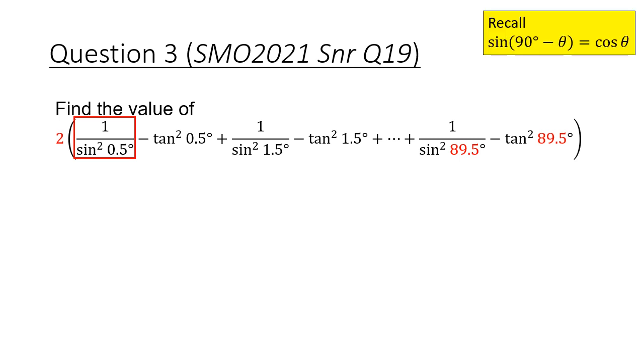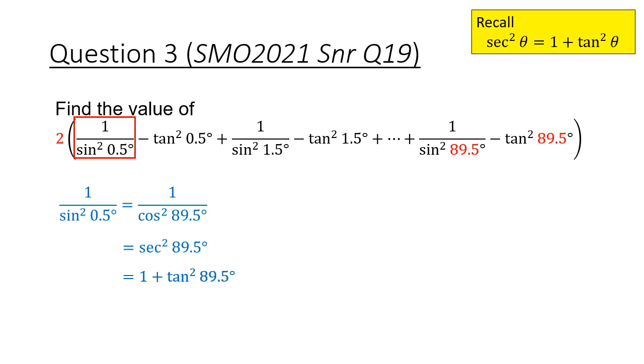We note that sine 0.5 will become cosine of 89.5. So I have 1 over cos squared 89.5. And that's where I can use the secant identity, change it to secant squared 89.5. And then I'll use the Pythagorean identity for secant, and I will change this to 1 plus tangent squared 89.5. And this is nice because at the very end, I have a tangent squared 89.5 to deduct. So 1 plus tangent squared 89.5 minus tangent squared 89.5, I get 1.